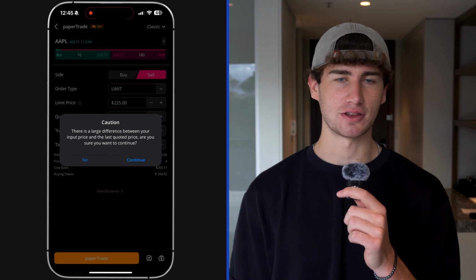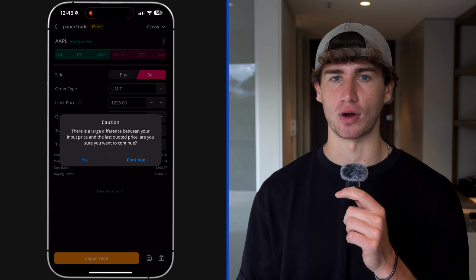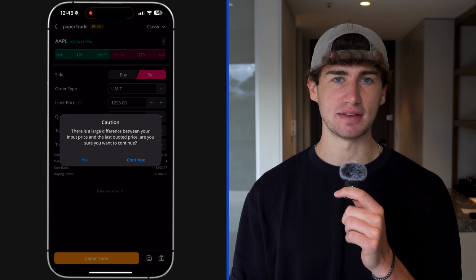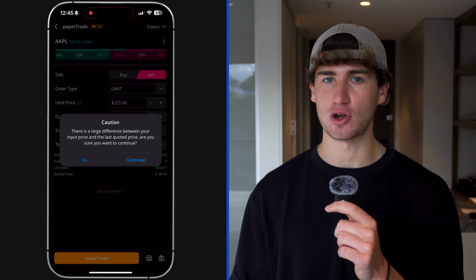Webull's warning us here that the price we set and Apple's current share price has a large difference. That's okay. It just means it'll likely take a while to sell the shares. Hit continue and your order is set to go through when Apple hits $225.